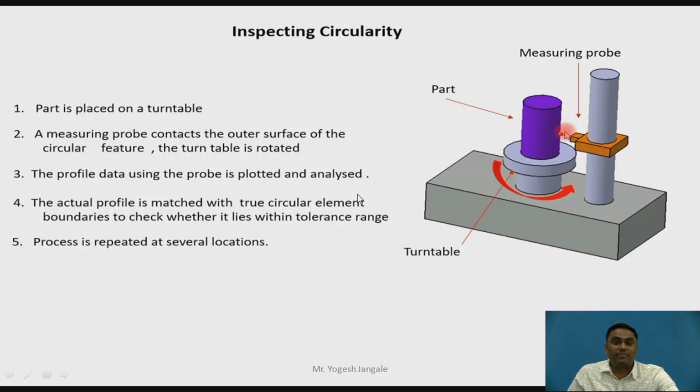Again, it is inspected with the help of, you can see, a turntable provided over here. On the turntable, we can keep a part, and this is the indicator, a measuring probe, which works just like a dial indicator. So we can rotate the turntable and measure the circularity at the section only. I repeat, at the section only. Why I'm talking about this section, we'll discuss in the next session. Just be patient.